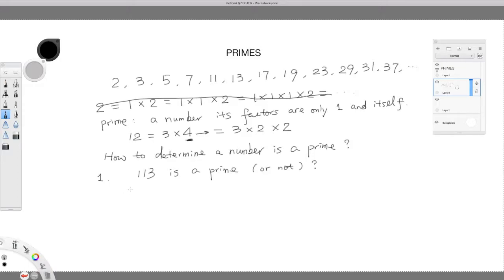So let's see. First question, is 2 a factor? Well, we have learned that for a number to be a multiple of 2, remember, the last digit has to be a multiple of 2, or the last digit has to be an even number. So for this, it's not. 2 is not a factor.